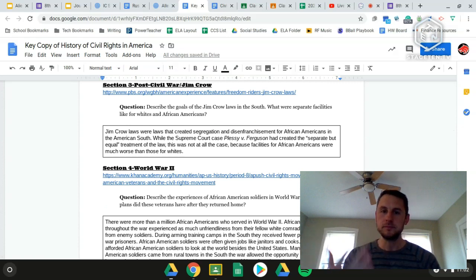And so the second part of the question, what were the separate facilities like? Obviously, they were not in any way equal. They were much worse. They were not cared for. There was not money put into them. So separate but equal was the name of the law, but it was not the actual truth in terms of what was going on.